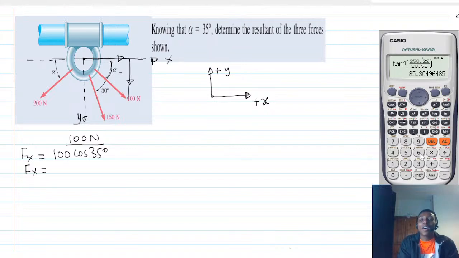So please pick your calculators. 100 cosine 35. What is it? 81.92 Newtons. Okay.